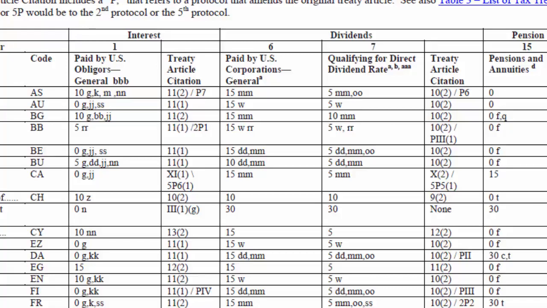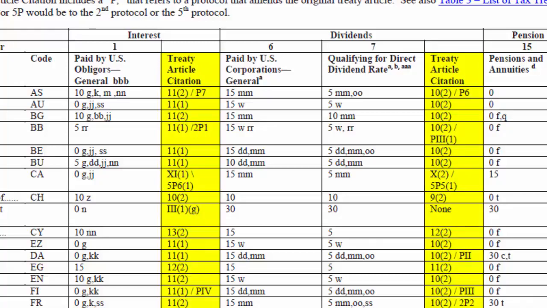This table is a convenient reference because the treaty rates for each country for the different types of income are shown in one place. If you need to look up additional information within the treaty itself for a specific type of income, the table lists the relevant treaty articles.